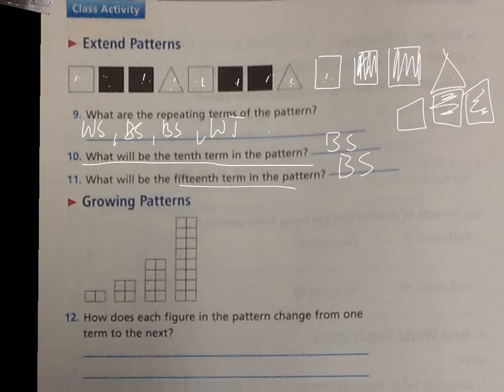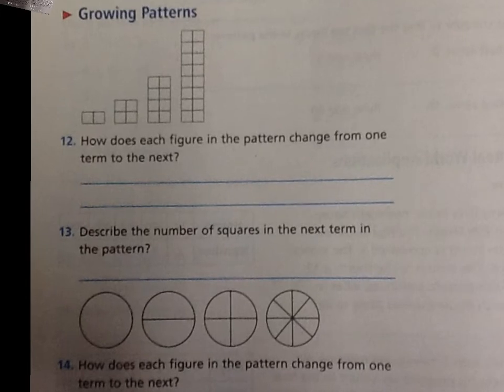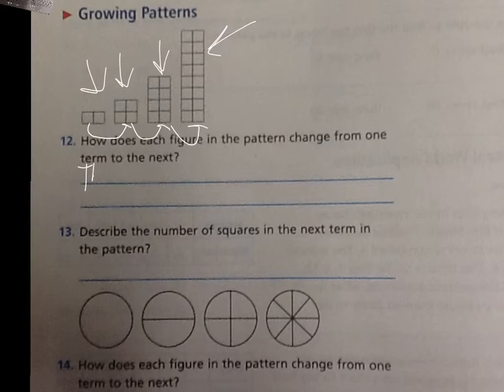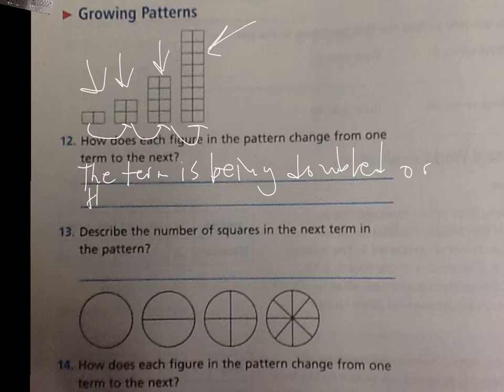For patterns that grow, the next one down, how does each figure in the pattern change from one term to the next? These are considered terms too. That's a term, that's a term, that's a term, that's a term. How does each figure in the pattern change from one term to the next? We go from 2 and we double it to 4. We go from 4 and we double it to 8. We go from 8 and we double it to 16. So you could say the term is being doubled, or you could say the term is multiplied by 2. Okay?